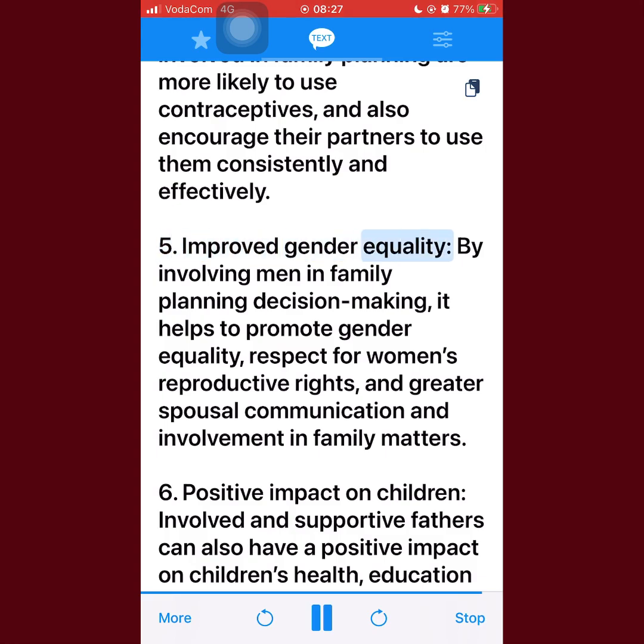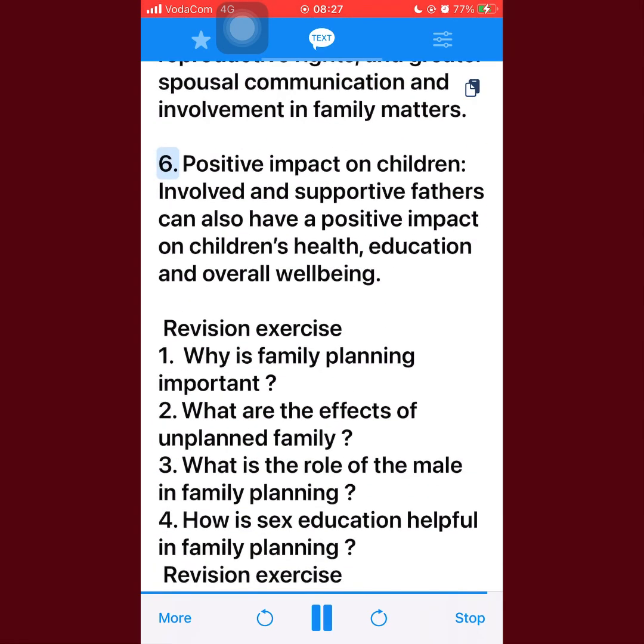5. Improved gender equality. By involving men in family planning decision-making, it helps to promote gender equality, respect for women's reproductive rights, and greater spousal communication and involvement in family matters. 6. Positive impact on children. Involved and supportive fathers can also have a positive impact on children's health, education and overall well-being.